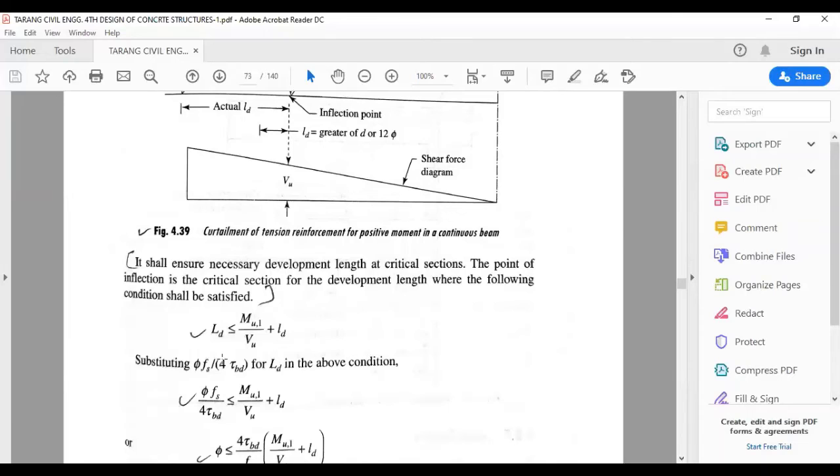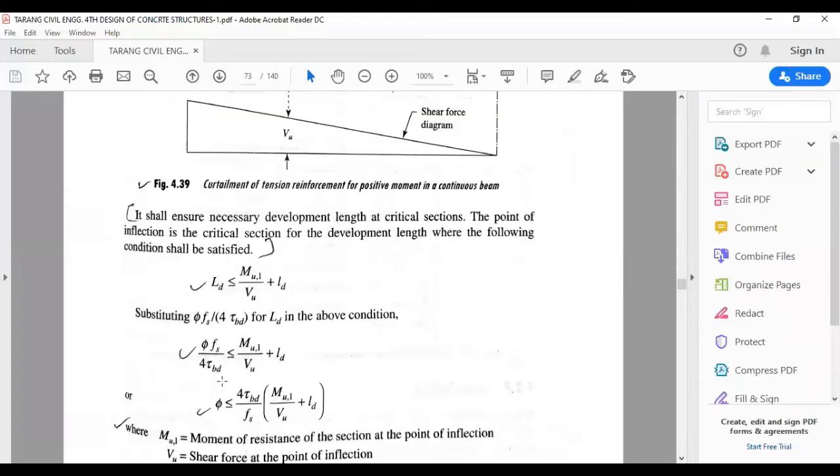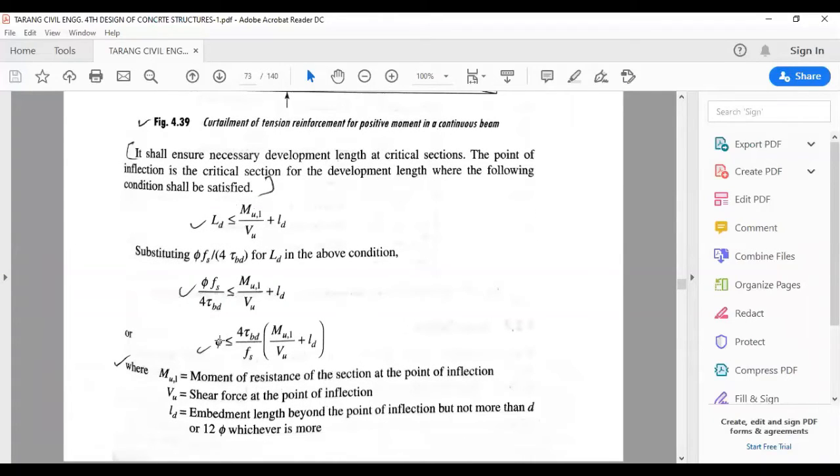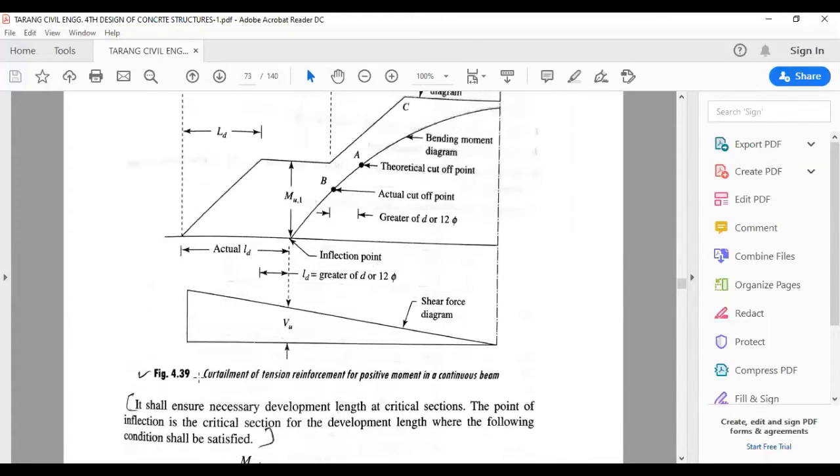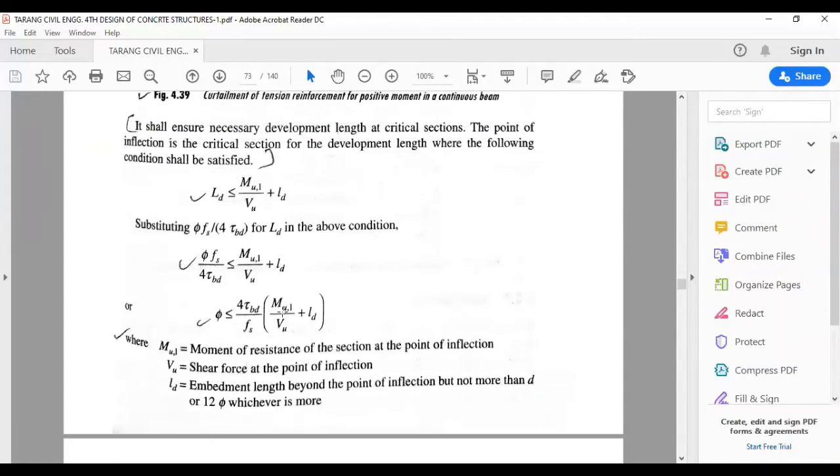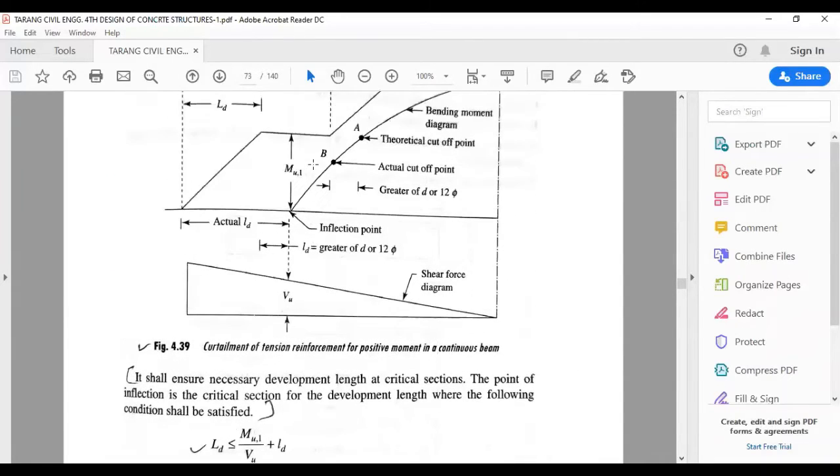So again, in the same fashion, we'll substitute this value for LD in the above equation and we arrive at this condition. Sigma should be less than or equal to 4 times tau BD upon Fs, multiplied by M1 upon VU plus LD. So M1 again is the moment of resistance of the section at the point of inflection. Here, this is the inflection point, and this is the value of M1. VU is the shear force at the point of inflection. Again, same, you can see they are in the same line of action.